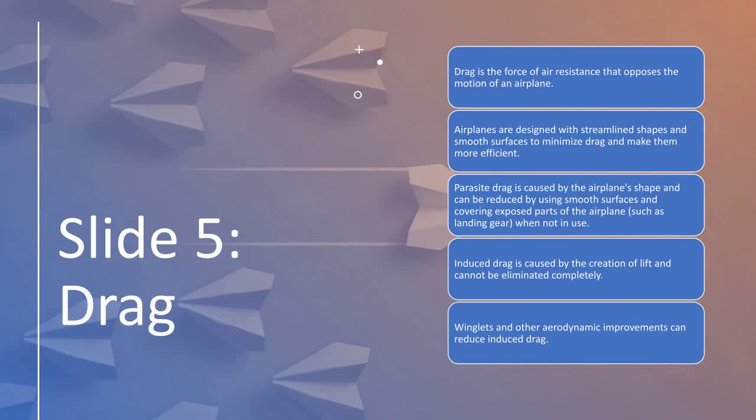Reducing drag is important for airplanes because it helps them fly more efficiently, which means they use less fuel and can travel longer distances. So, designers and engineers always look for ways to minimize drag and improve an airplane's aerodynamics.